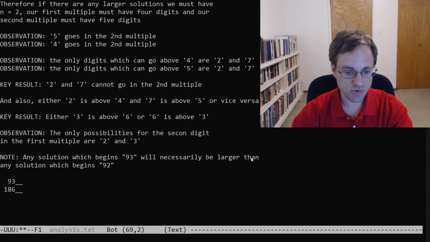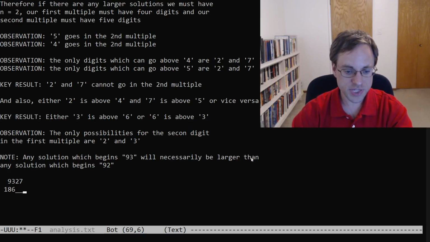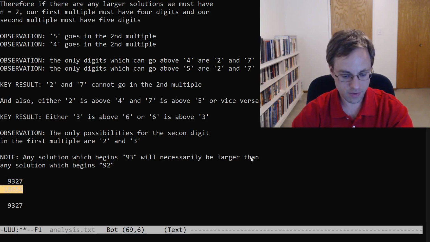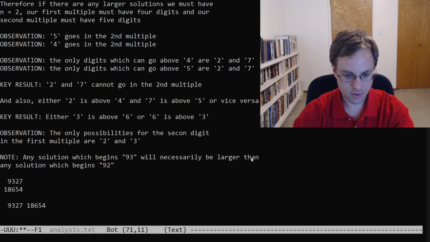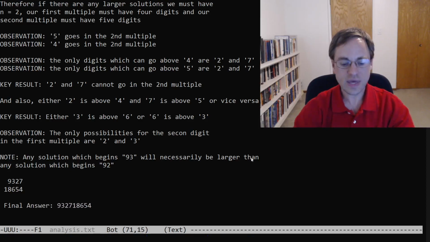And we've already used 1 and 3. We know that 4 has to go in the second multiple, and so that leaves only 2. 2 has to go there. 7 we know has to go in the first multiple, so it has to go there. And completing the arithmetic, we get this answer. And if we take these and concatenate them, we get this as our candidate final answer.